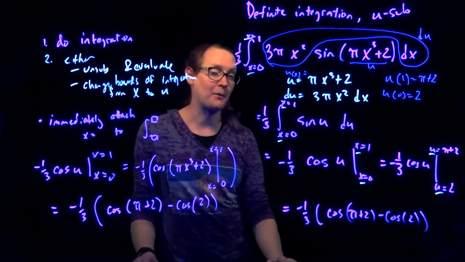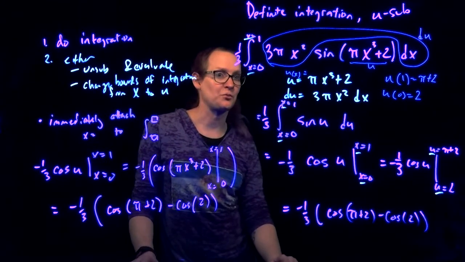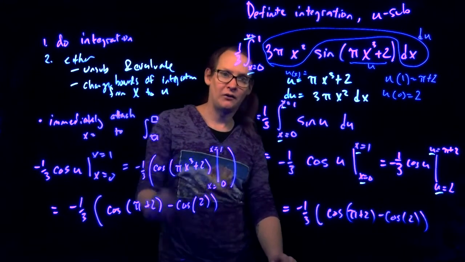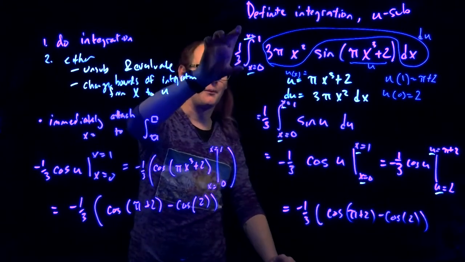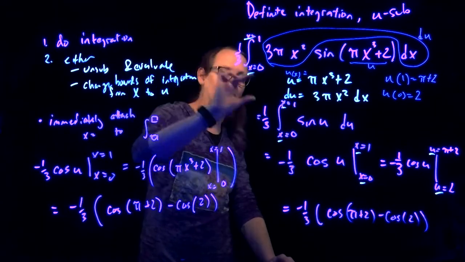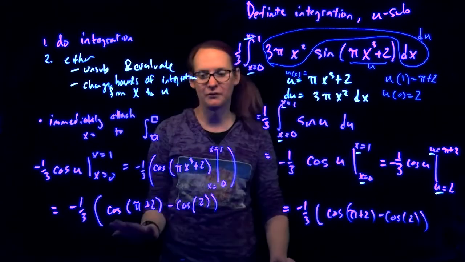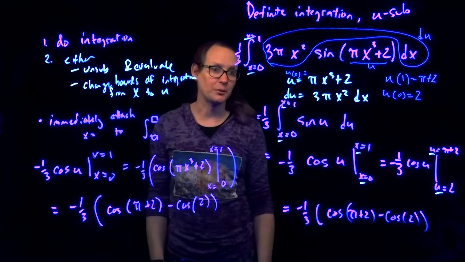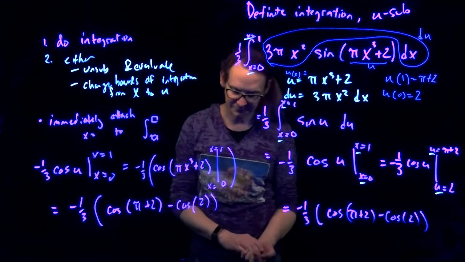So I guess my biggest advice for doing definite integration with u-substitution is to have the name of the variable attached to the bounds of integration right from the beginning, and at every single step, every time you write what that integral is equal to as you work through the problem.